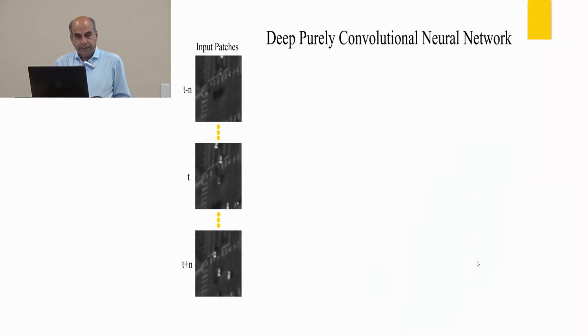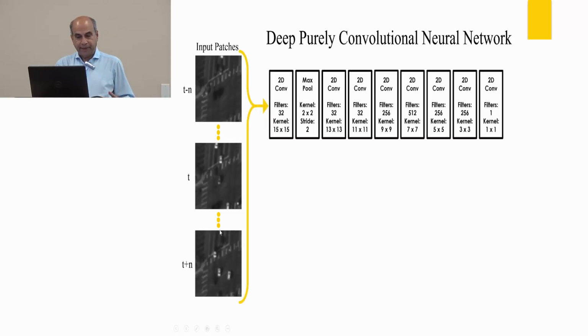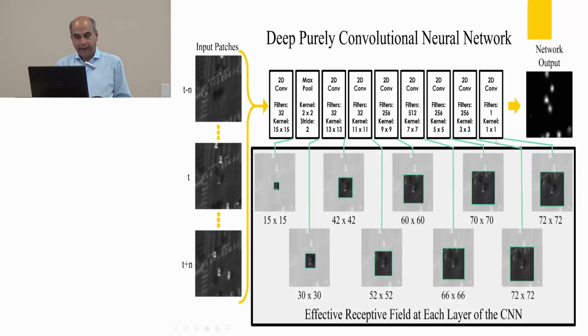So this is the video. In order to detect the vehicles in the center frame, we look at the 2 frames before and 2 frames after. So we take the stack of 5 frames, put it into this neural network, and these are different layers, and then we estimate the heat map. And these are the different receptive fields at different layers. We start with 15 by 15, but using pooling and so on, the receptive field keeps increasing and reaches up to 72 by 72.